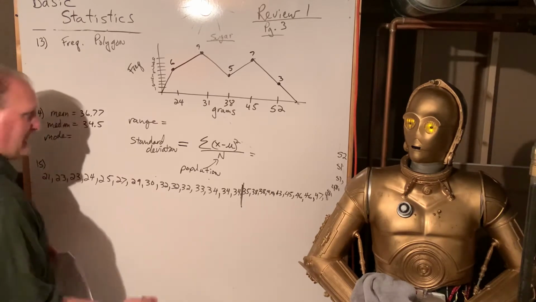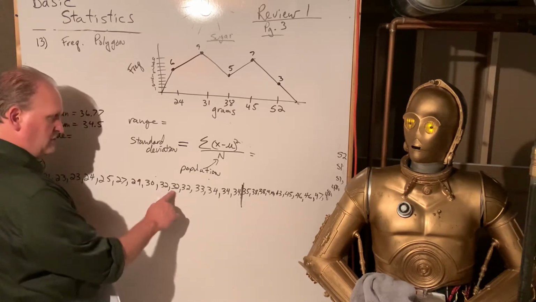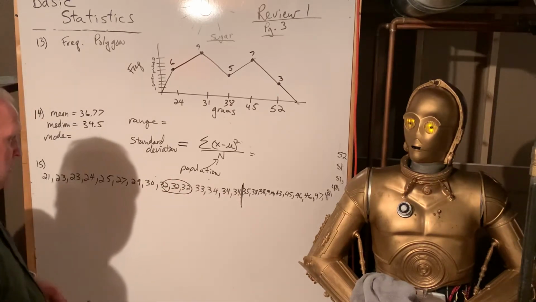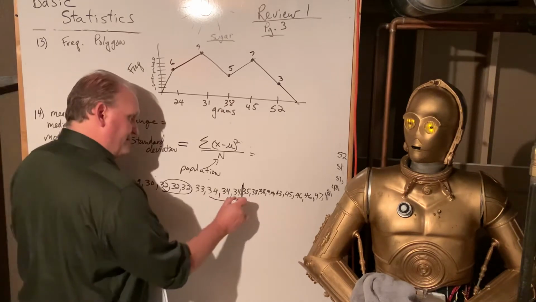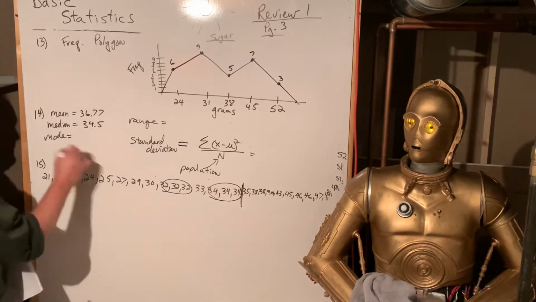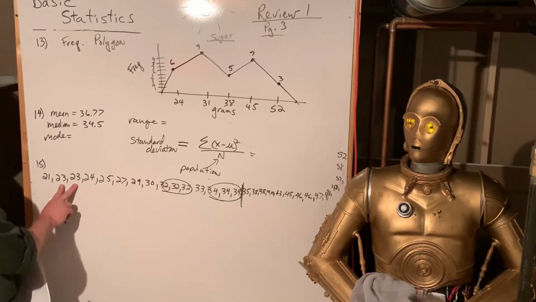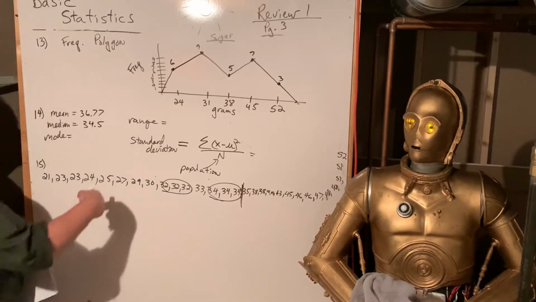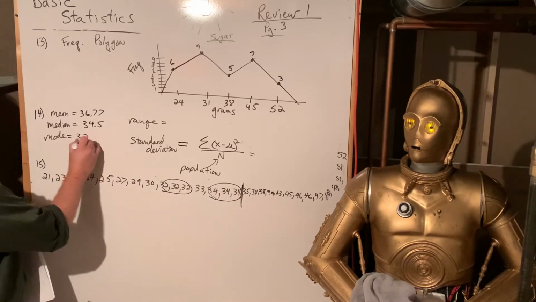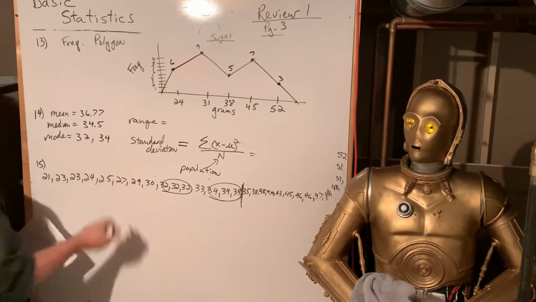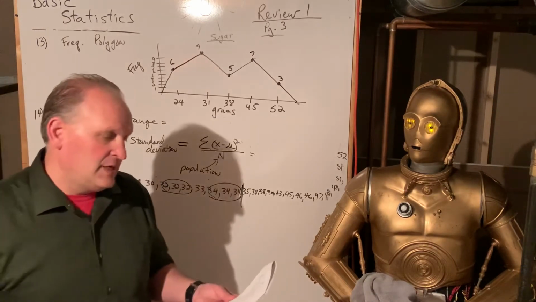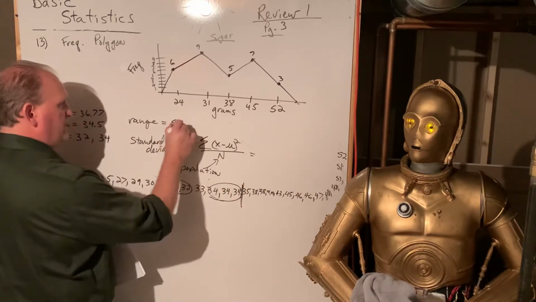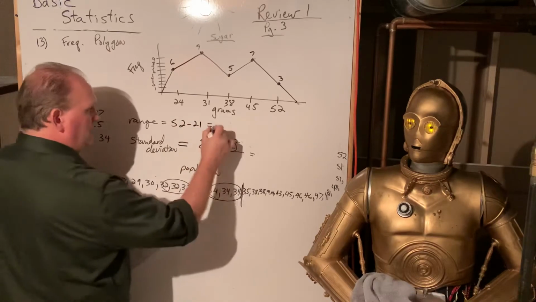The mode is the one that occurs most often. There are actually 2 modes on this one, because there's 32, 32, and 32, but then also 34, 34, and 34. So we have a tie for first place. There's a bunch of duplicates, there's 2 23s, 2 41s, 2 38s, but we want the one that occurs most frequently. So this is going to be 32 and 34. That's bimodal. The range is easy. That's just the highest minus the lowest. So 52 minus 21, and that is 31.